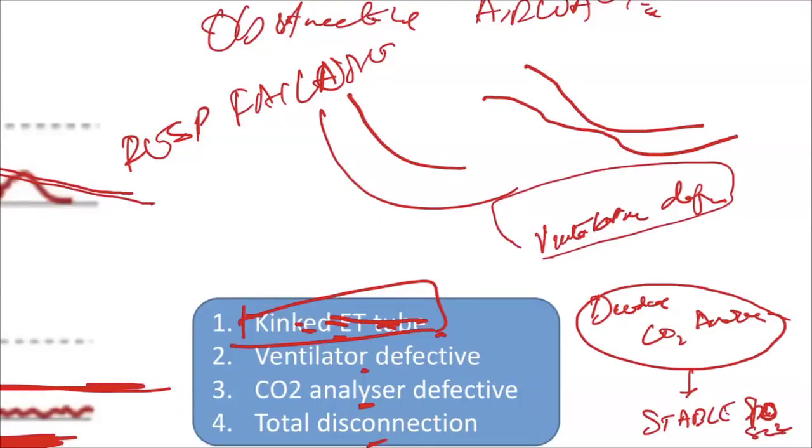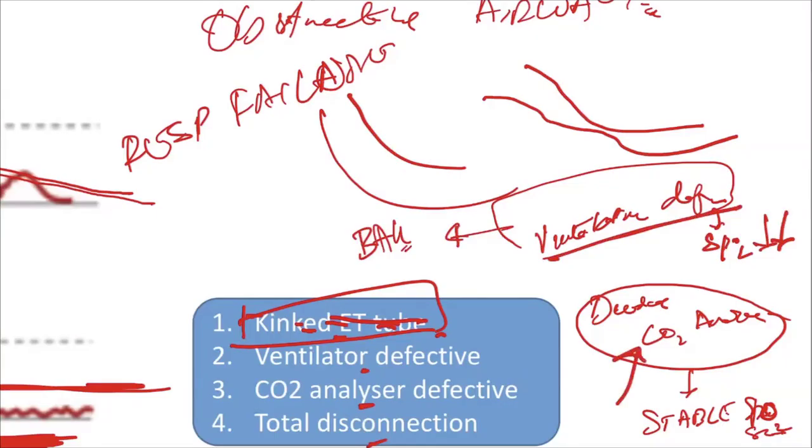At that point of time, what happens? There is no air entering the patient. That means the SpO2 values fall, and the patient becomes unstable. In these situations, you immediately disconnect from the ventilator and start doing bag mask ventilation. Basically, you connect the ET tube to an Ambu bag and start ventilating the patient. Then see what is wrong with the ventilator and correct it.